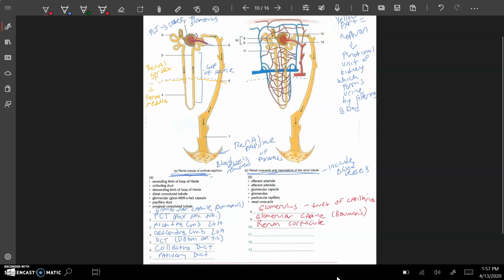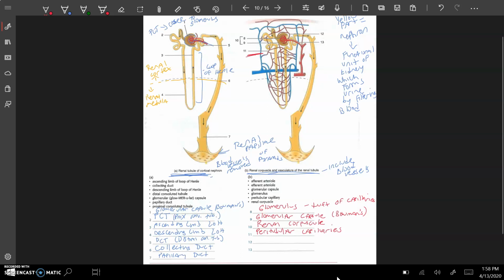And then, sorry, number 11, we see all these capillaries that surround the nephron, and this is going to be how we get substances either out of the blood or back into the blood if we want to keep them. These are called peritubular capillaries. Remember, peri means around the tubule.